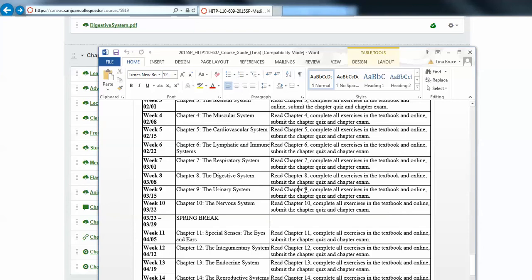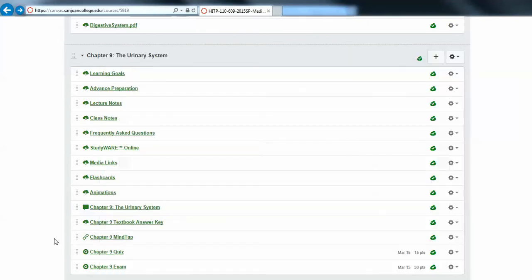So hopefully by now you've read Chapter 9. If not, that is the first step before you move forward with any of the additional exercises that are available online. You can work in the textbook on the textbook exercises, but you can also do them online as well. So let's go back. We're just going to go into MindTap.